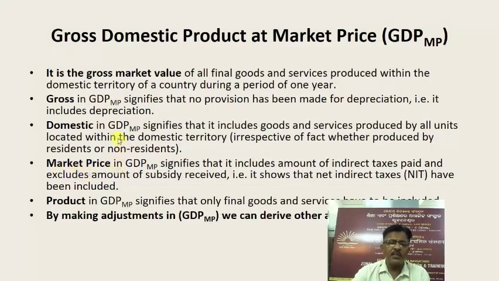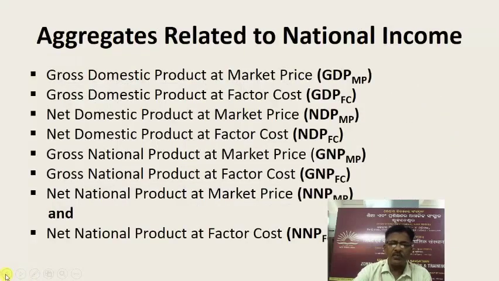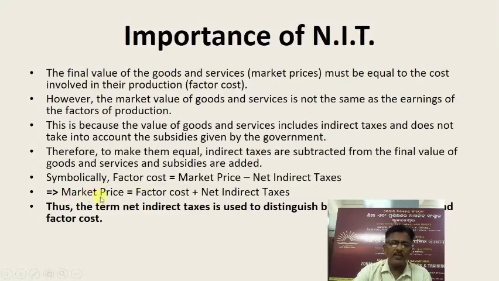Then the market price concept. Market price in GDP MP signifies what? That it includes the amount of indirect taxes paid and excludes the amount of subsidy received. That is, it shows that net indirect taxes, that is NIT, have been included. So NIT is a part of the market price concept, as you have understood earlier in the previous slide.